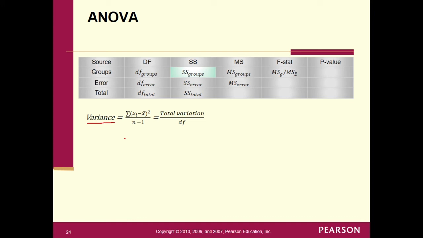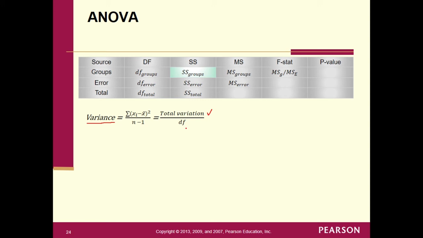If we go back to the variance formula back in, I don't know, chapter 2 or something like that. Remember what the variance formula was? It was the summation of x minus x bar, squared, divided by n minus 1. And really, I didn't tell you this back then, but what the variance is, is the total variation in x divided by its degrees of freedom. That's what a variance is.